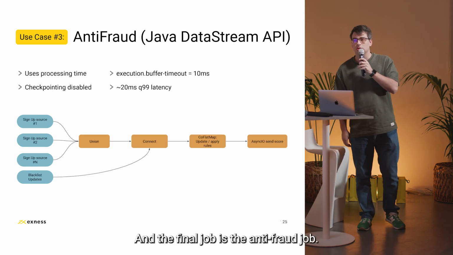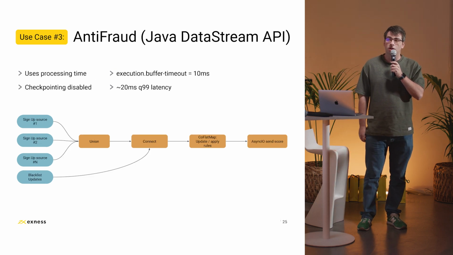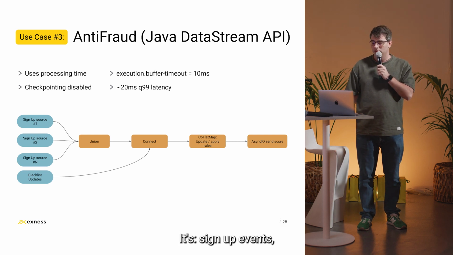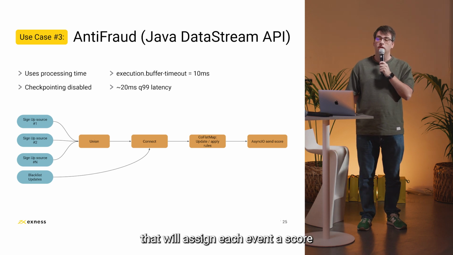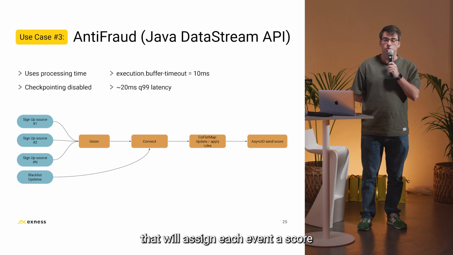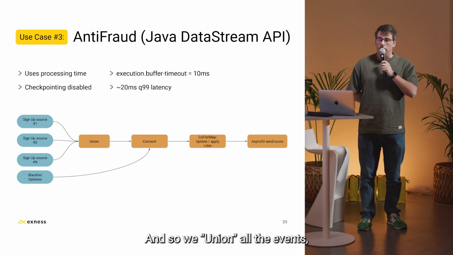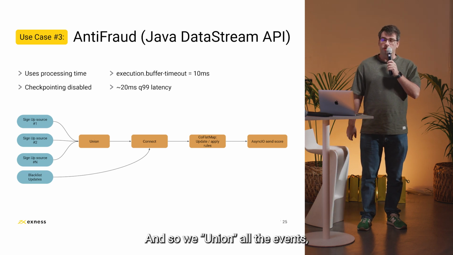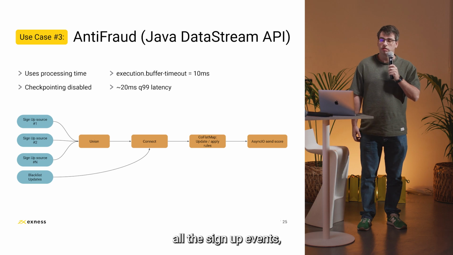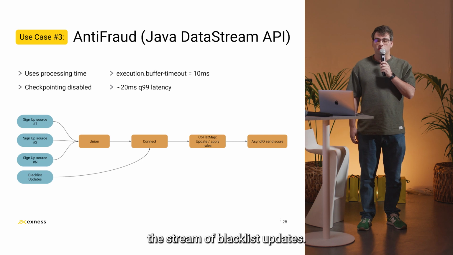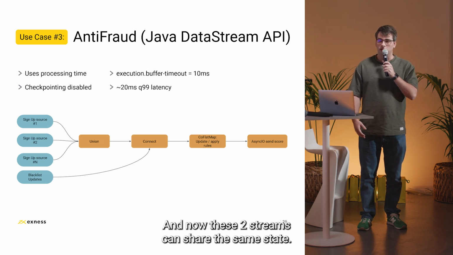And the final job is the AntiFraud job. In this job, we have three main components: sign-up events, blacklist updates, and business logic that will assign each event a score, like a fraud score from 0 to 100. We union all the sign-up events, and then we connect this stream with the stream of blacklist updates. And now these two streams can share the same state.